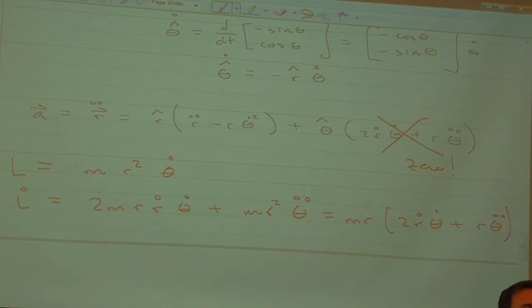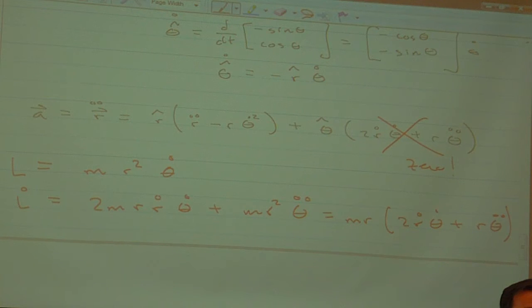And since the angular momentum is a constant, the time derivative of the angular momentum is 0. So the quantity 2r dot theta dot plus r theta double dot is 0. So that term is 0. Hooray! It sure better be 0.